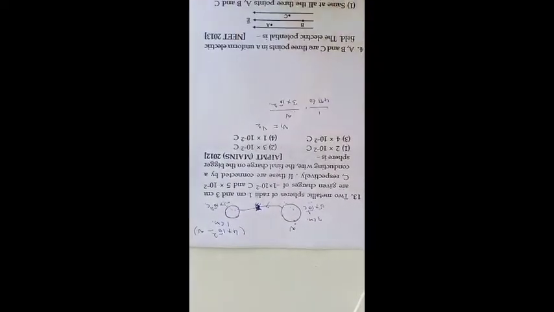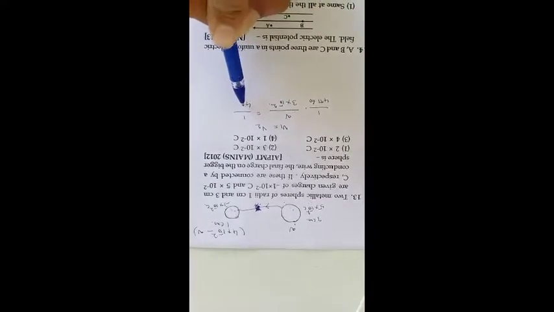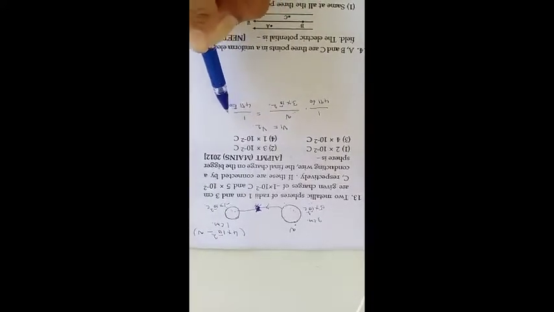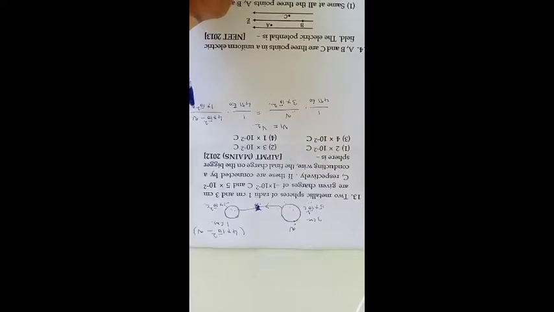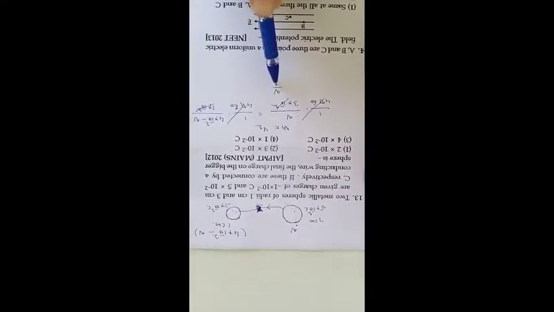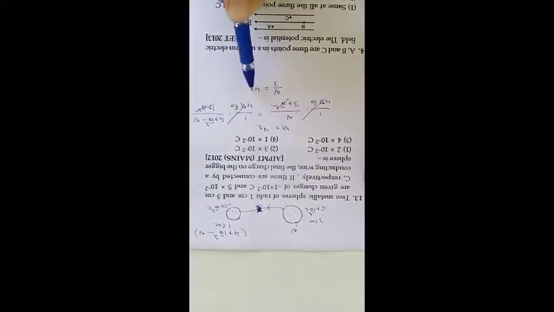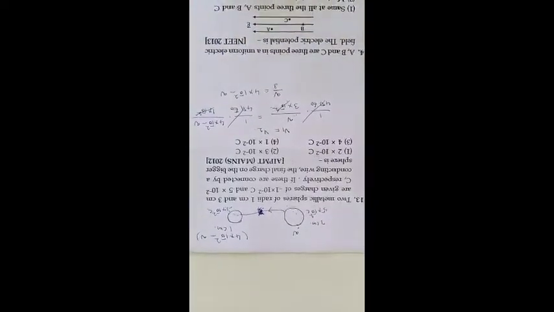Radius is 3 centimeter, means 3 into 10 power minus 2. Charge on the smaller sphere, 1 by 4 pi epsilon naught, 4 into 10 power minus 2 minus Q by 1 into 10 power minus 2. This 10 power minus 2 will cancel, this will cancel. Then Q by 3 is equal to 4 into 10 power minus 2 minus Q.